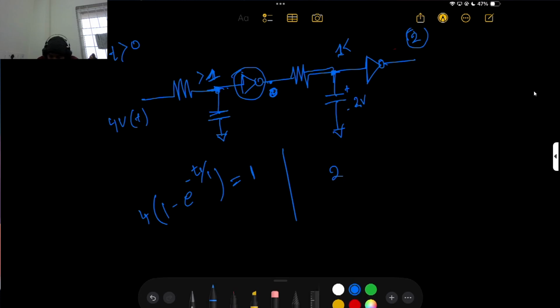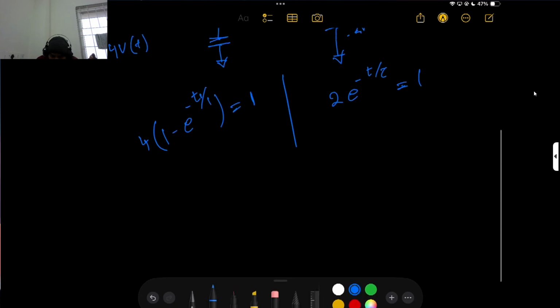Here the capacitor would be discharged. The capacitor must be discharged so that my output should be 2 volt. So here 2 e to the power minus t by tau should be 1. After less than 1 volt it shows a 2 volt output, and here greater than 1, it's going to be 0 volt. So it's all in a series process.